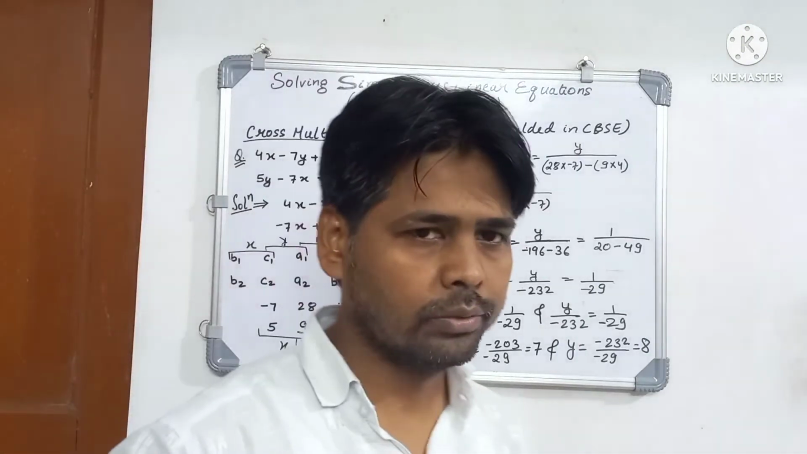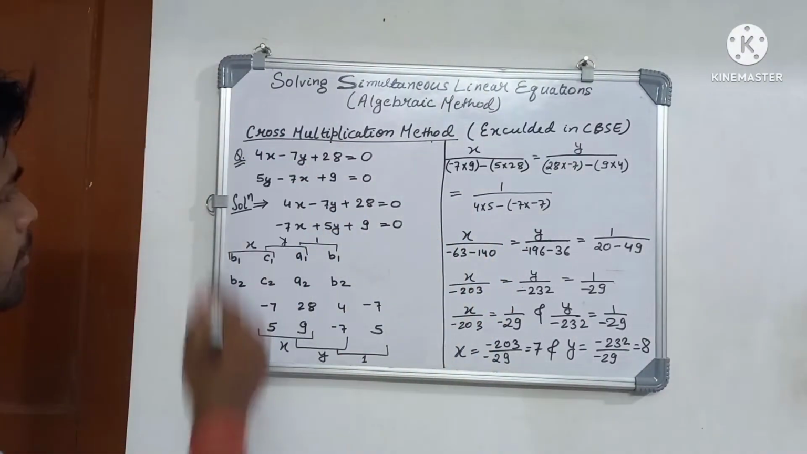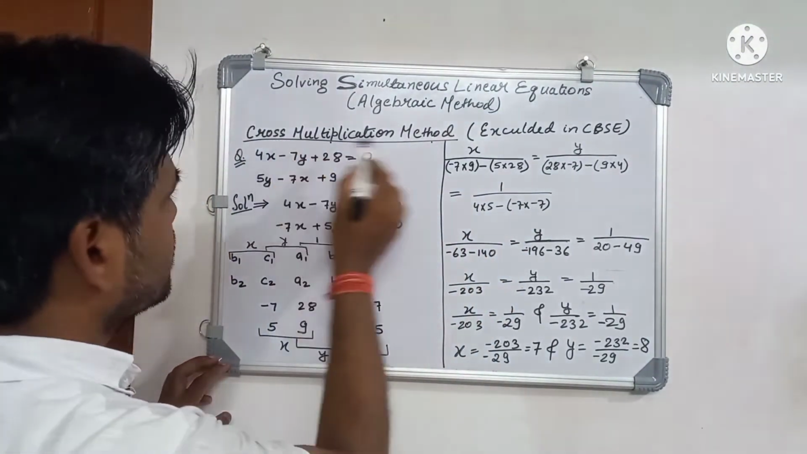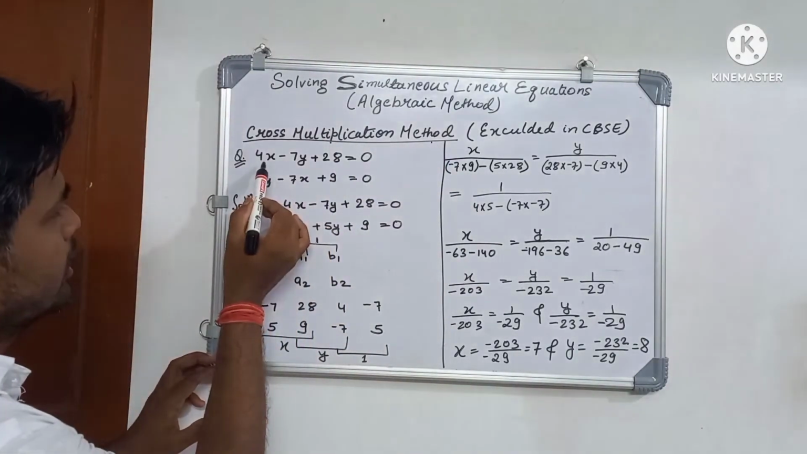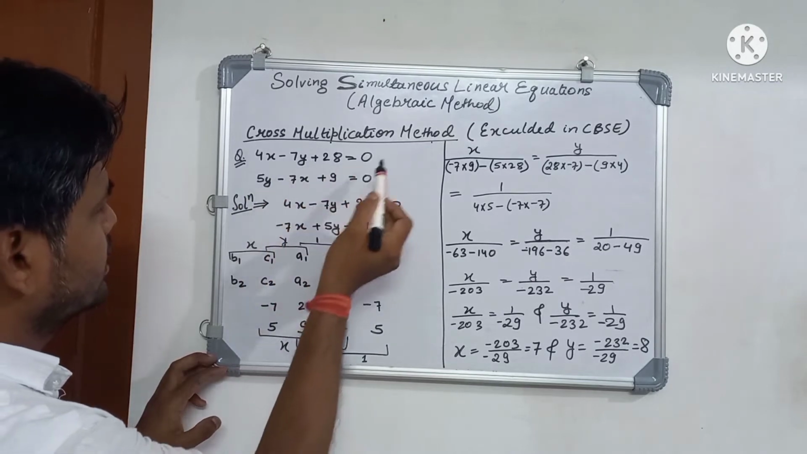So what I will do next is take an example for the solution using the cross multiplication method. Here we have two equations. The first one is 4x minus 7y plus 28 is equal to 0.